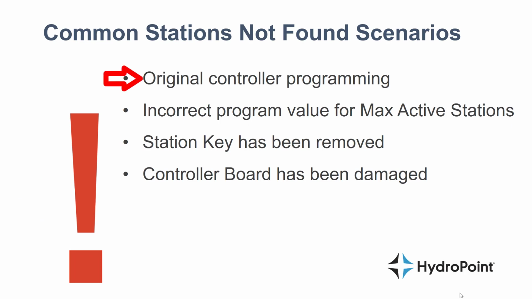If you've just installed your WeatherTrack and you have a Stations not found alert, that means you haven't gone in and set your max active stations. Right out of the box, the setting for max active stations will be programmed to the maximum number of stations that your controller can handle. It will need to be turned down to the number of stations you're actually using.